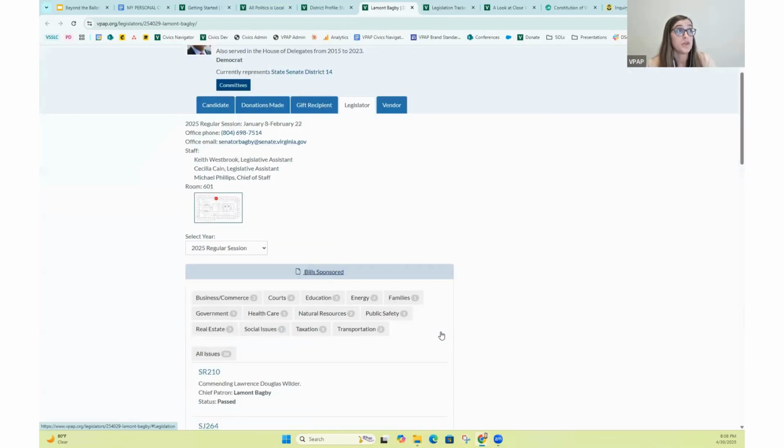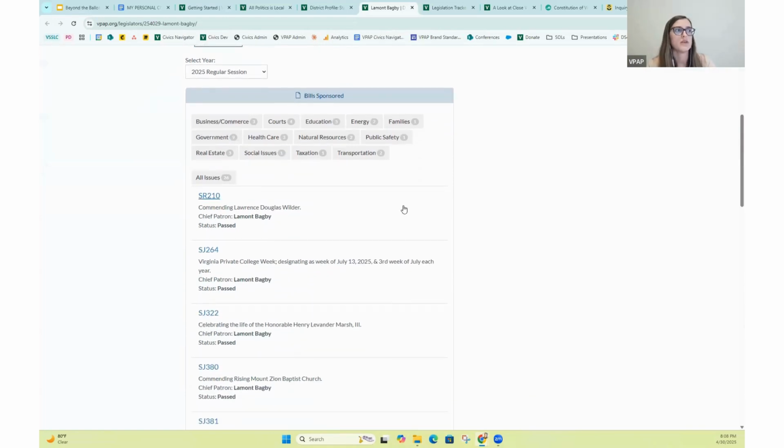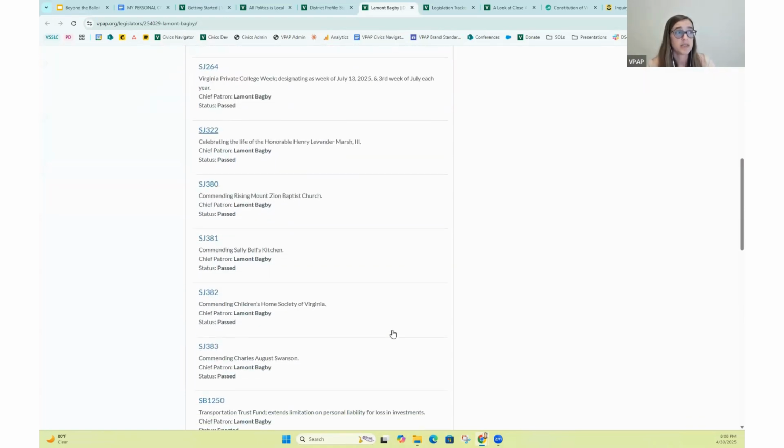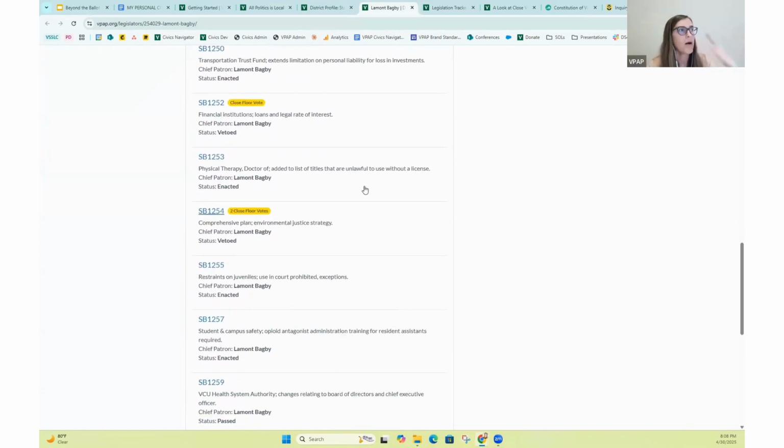It also helps, when you want to go sit down with your representative, to know these are the pieces of legislation they've sponsored. So he's got a lot of commendations, which is common, but also some of these close votes. And you could have a conversation about that.